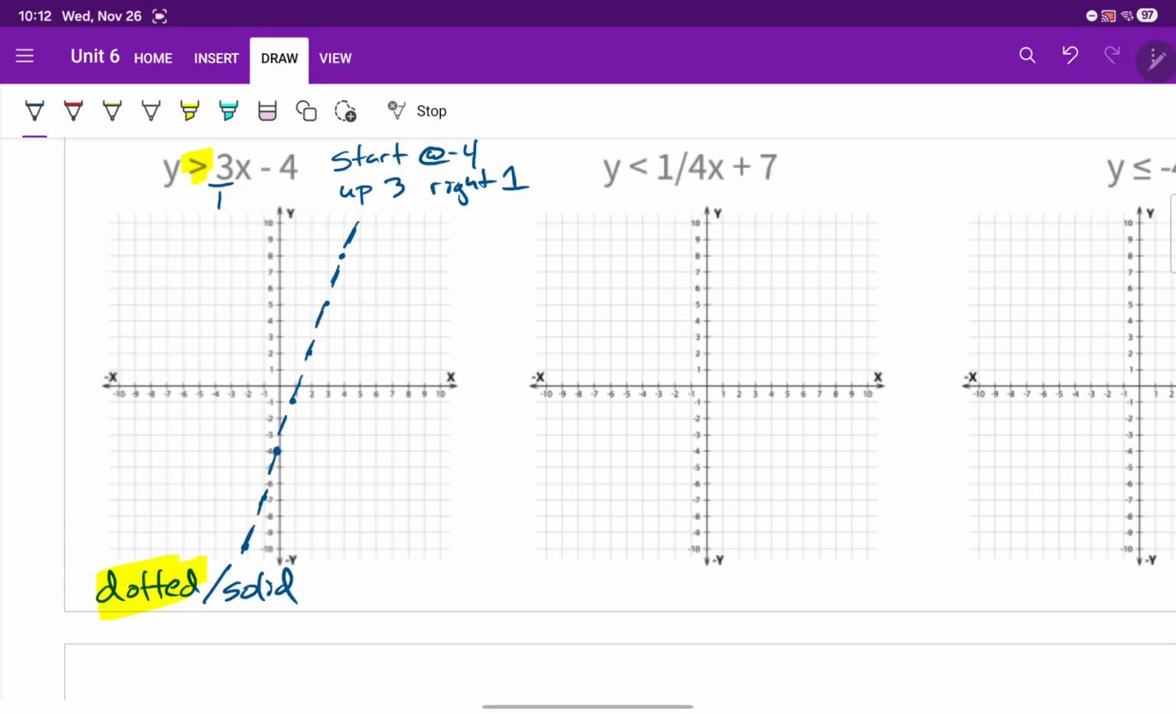Dotted line. It's not perfect, but it's all right. It's a dotted line. Just make sure that you're clear that it's dotted. The next thing that I'm going to decide is, am I going to shade above or below?